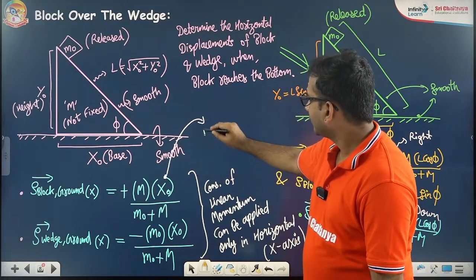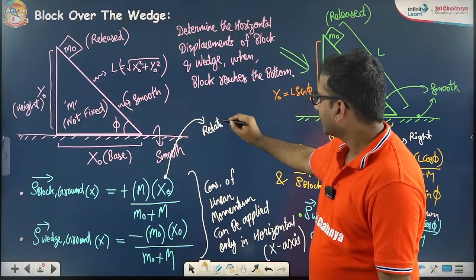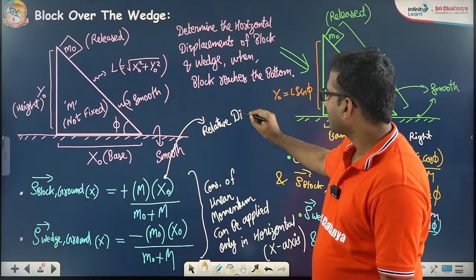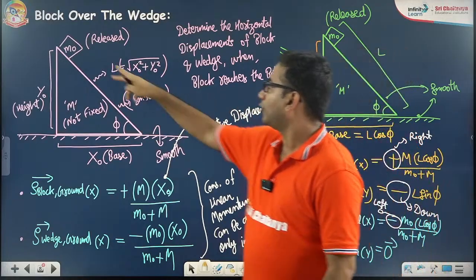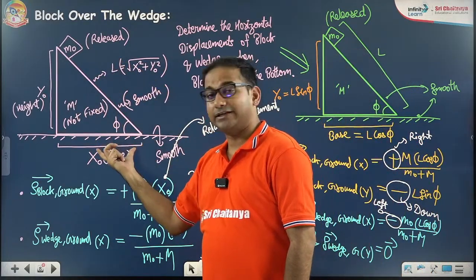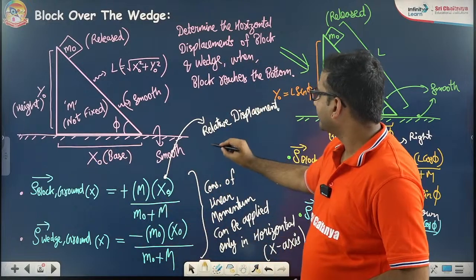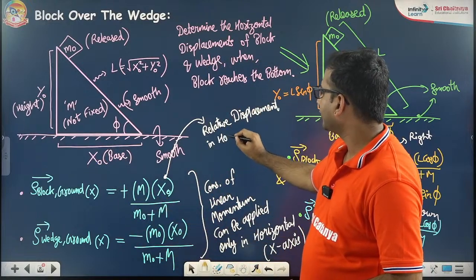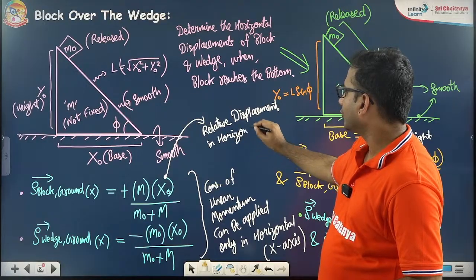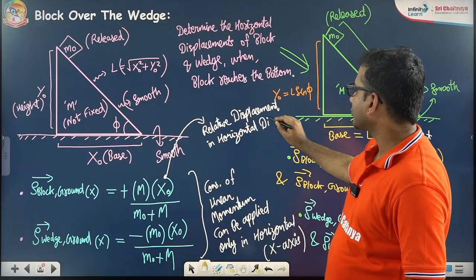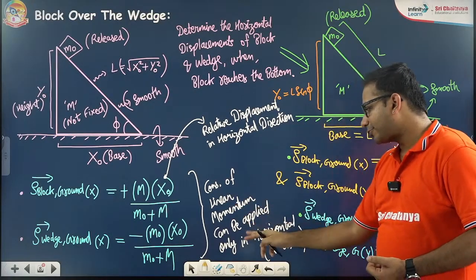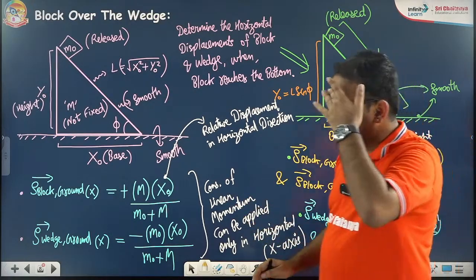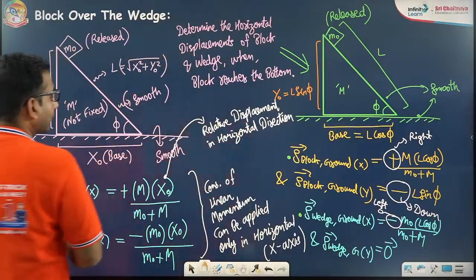x0 is the relative displacement, the displacement covered by the block over the wedge in horizontal direction. That is the base only. Relative displacement in horizontal direction. Okay, that is the situation. And here conservation of linear momentum can be applied only in the horizontal or x-axis, not in the y-axis due to gravity.